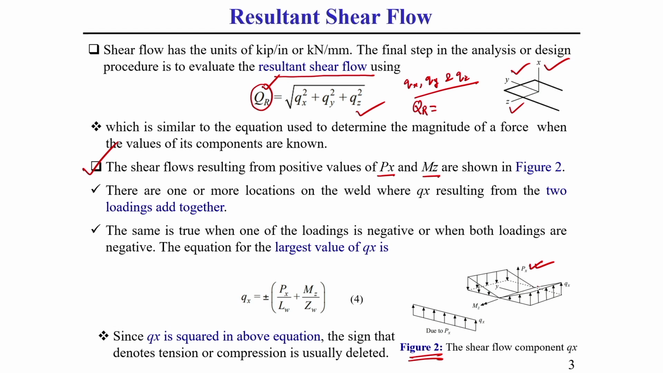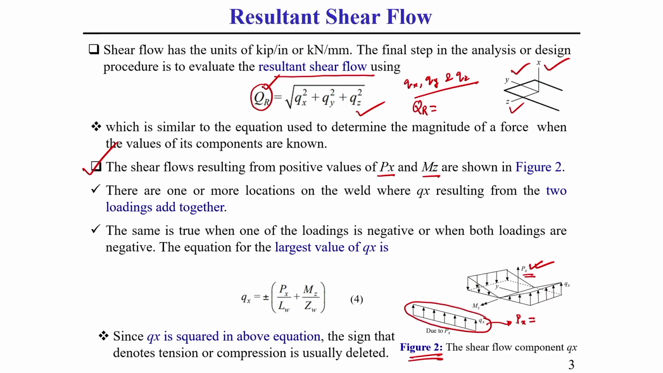Now, if a system of weld is subjected to a load Px, then this weld will be subjected to a shear flow due to Px. This Px, as you know, is the total force acting along the x axis. This can be positive or negative. Positive means it is along the direction of x; if it is opposite to the direction of x, then it will be negative.